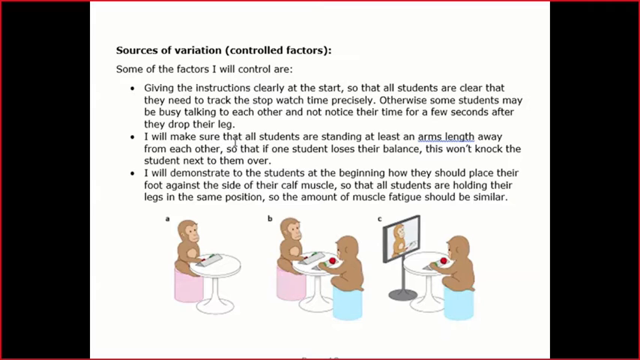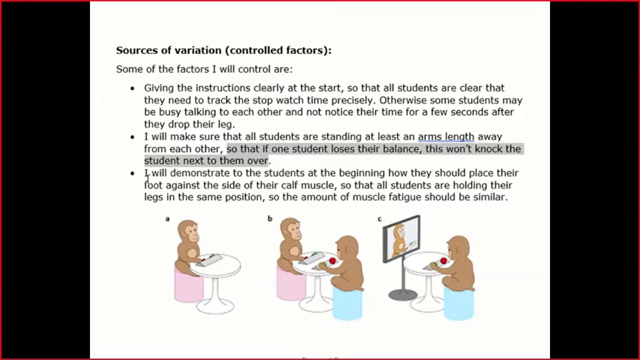I want to make sure that no one falls over and knocks over another person, so that means I'm going to make sure that they're standing at least an arm's length away from each other. And so you'll notice I'm saying, well, I think that they should do this because, and I'm giving the reason why. So I'm telling about why I'm going to control it. And that's what we want to see for our merits.